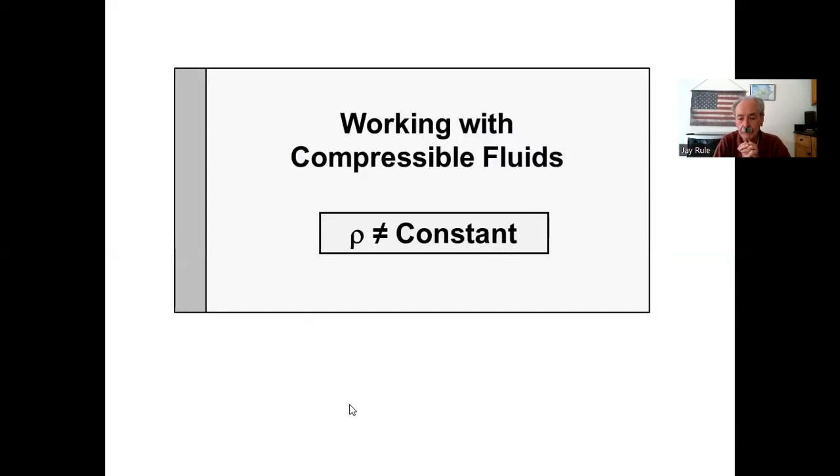Okay, let's move on to working with compressible fluids. That's one in which the density is not constant. Let's say one in which you might be heating or cooling air. That density is not constant with the ideal gas air if you're heating or cooling it. Okay.